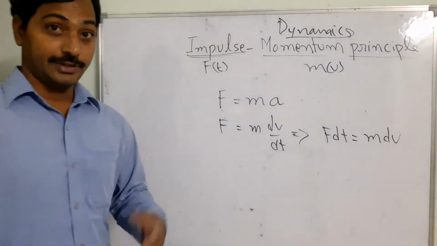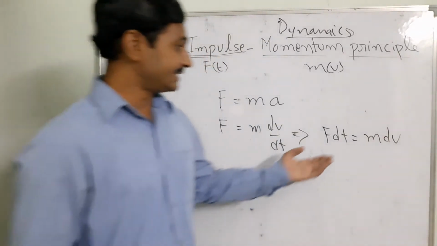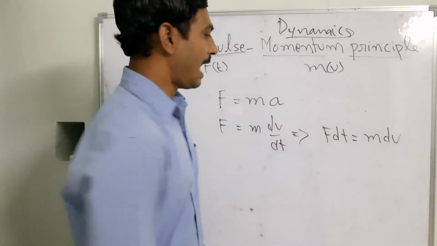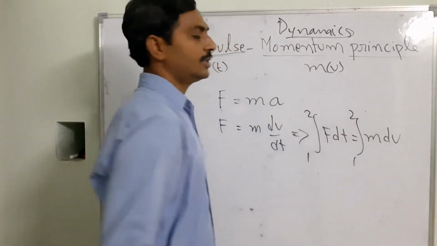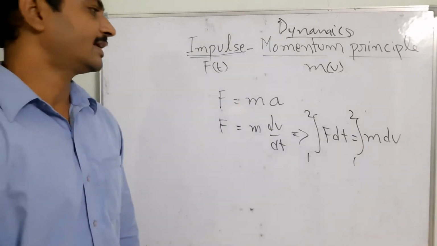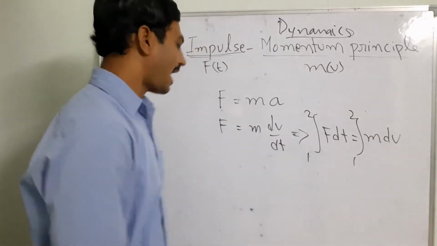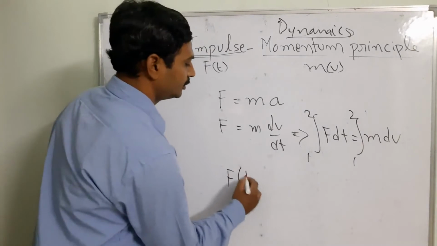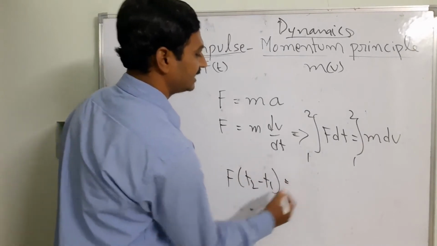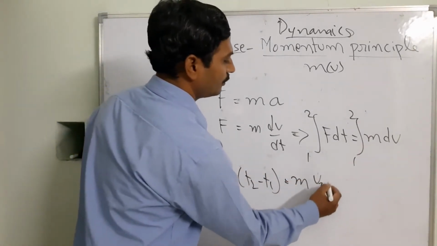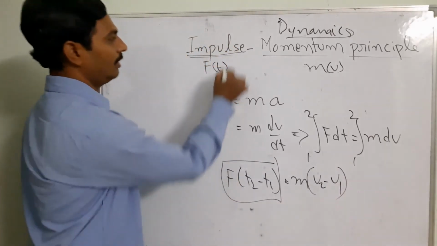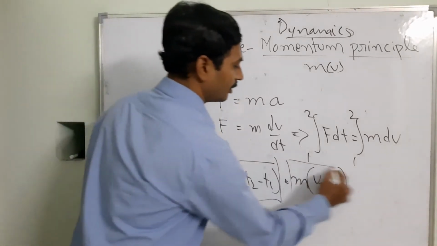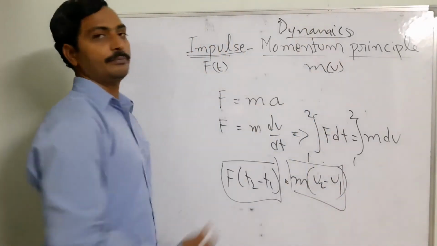Which are the variables here? dt and dv. I take the integration from 1 to 2, which means two positions are considered. Then I get F into (t2 minus t1) is equal to m into (v2 minus v1). This term we call impulse, and this term we call momentum.